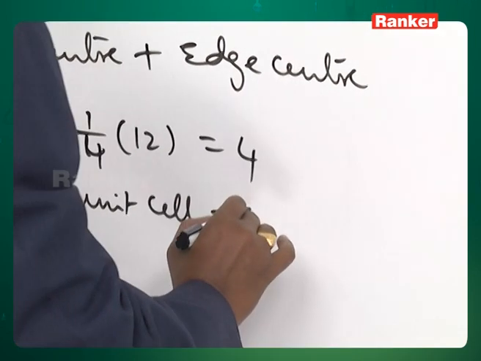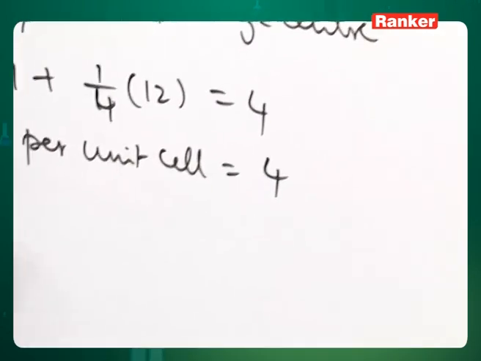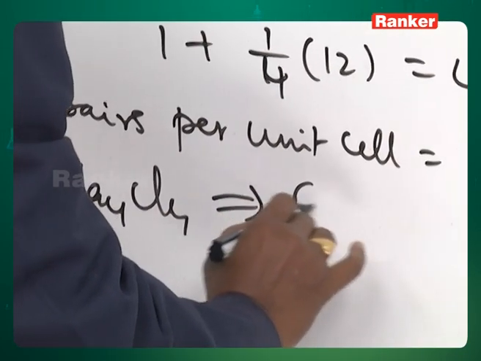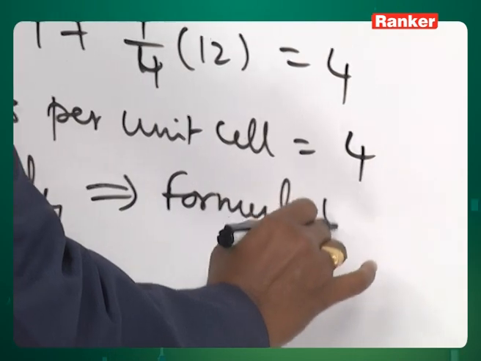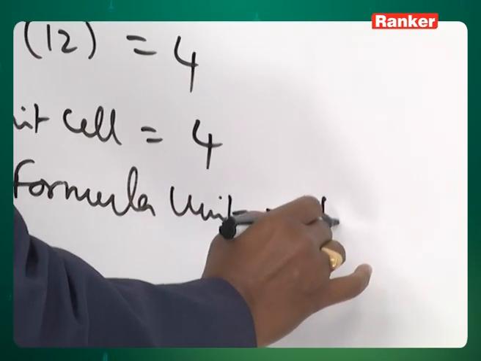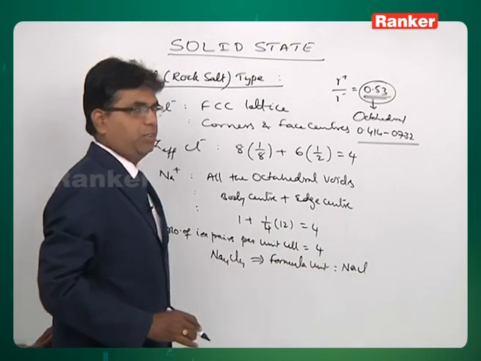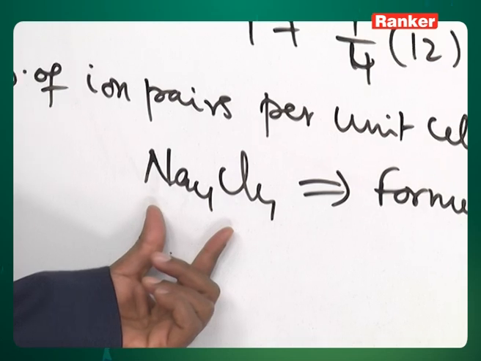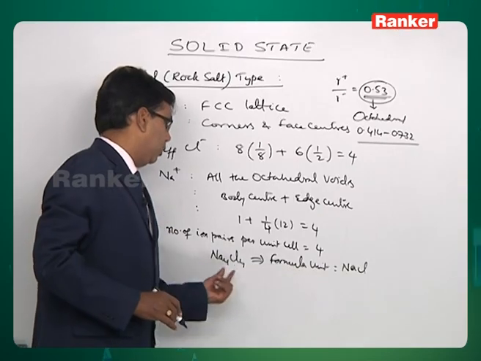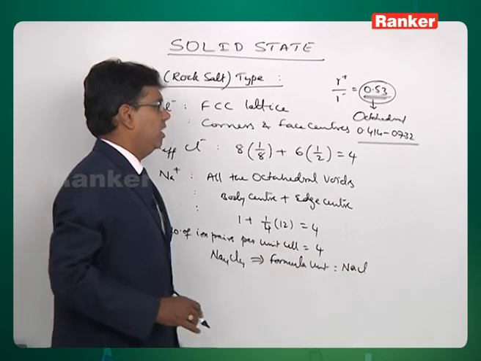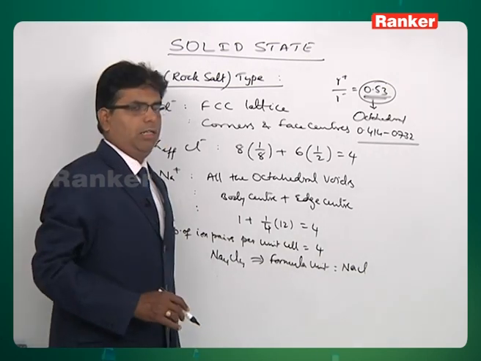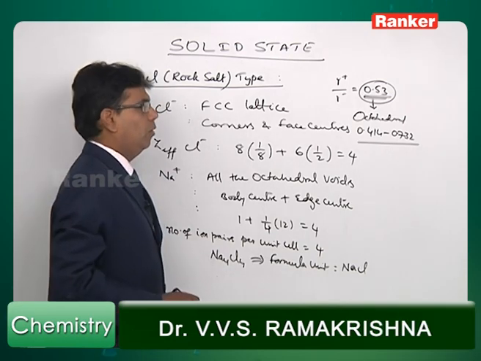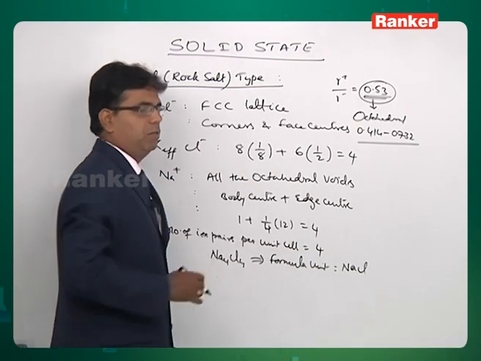So, therefore, the number of effective ion pairs per unit cell is equal to 4. So, the formula is Na4Cl4, which implies the average formula unit is NaCl. So, per unit cell you have 4 ion pairs of sodium and chloride. So, the average formula unit will be NaCl. Then what is the coordination number of sodium ion and chloride ion here and how they have been arranged? Now, let us see by picture.